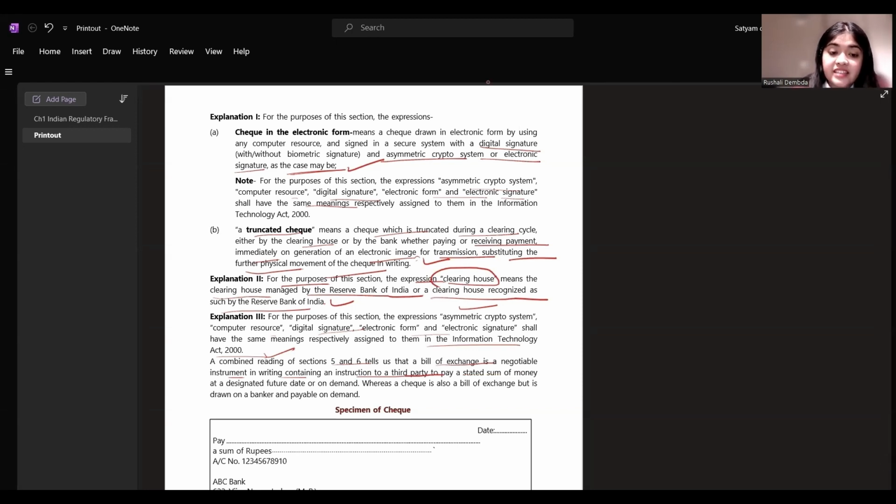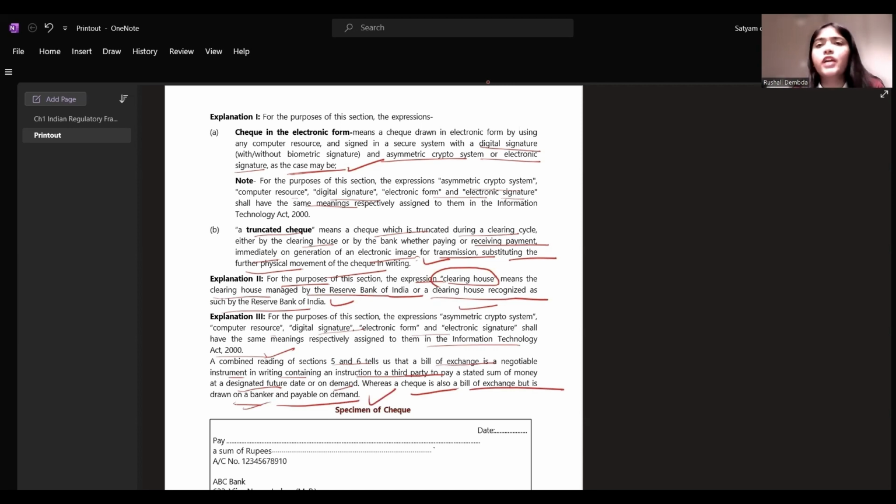What is there? A designated future date. Here the date is specified, or on demand. Whereas a check is also a bill of exchange, but it is drawn on a banker and payable on demand. A check can be payable on demand, but it is issued on a banker. It is not issued on any person. I cannot draw a check on Mr. X. I have to draw the check on the bank only. I have to use the bank as a medium. I cannot design my own check, like Bank of Rushali Demda, that won't work. You have to draw the check on a banker.